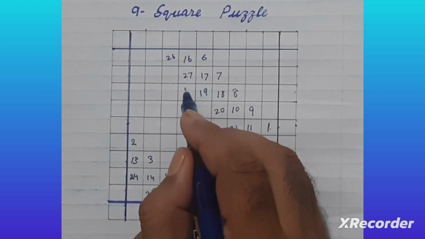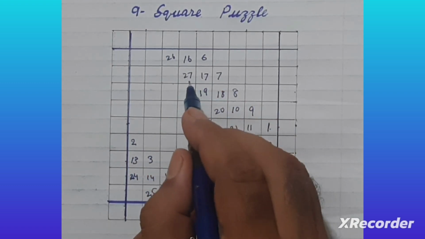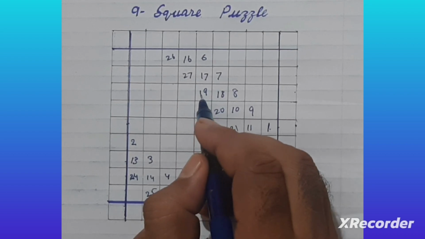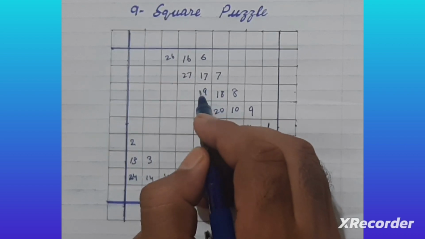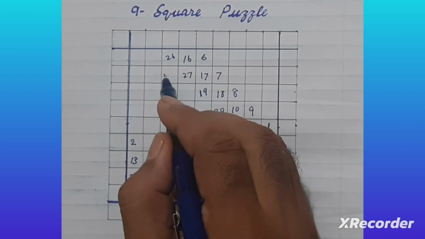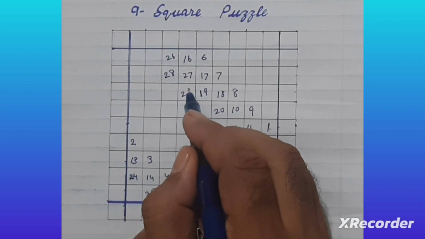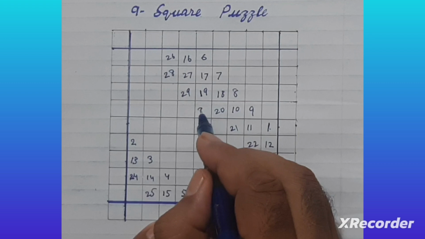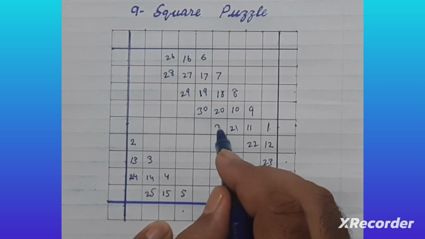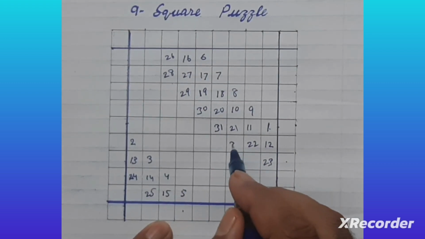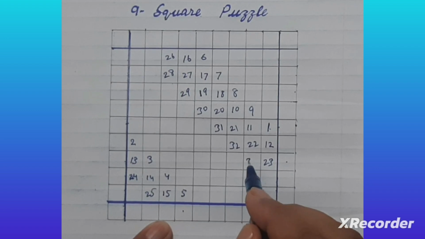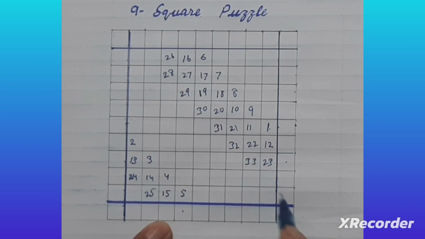After 26 we have 27. After that we have 28, but 28 should be here, and it is already filled. We go back, we write 28 here. 28, 29, 30. After 30 we have 31, 32, and 33, 34. After 34 we have to write 35 here.